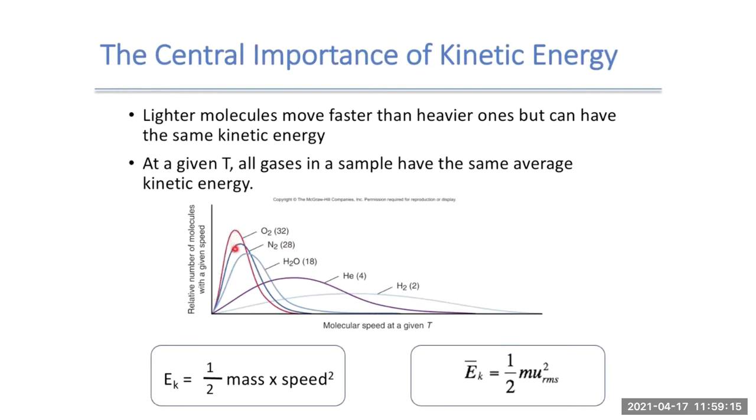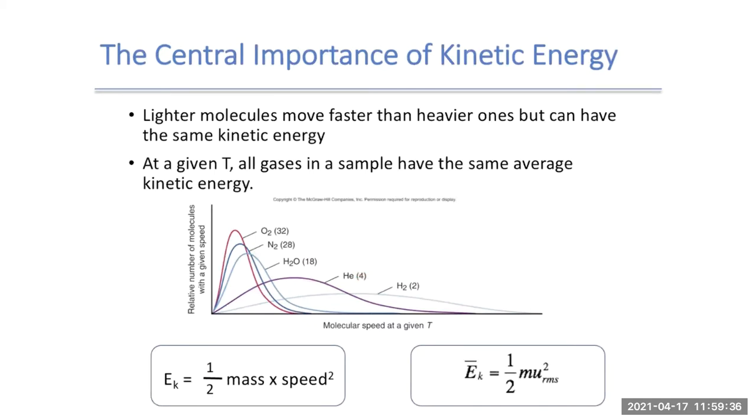So you can see here kind of in the middle, oxygen, O2, not that fast. Nitrogen, a little bit lighter, so it moves a little quicker, has a little bit higher speed. Water weighs a little less, so it has a little bit higher speed. Helium has an even higher speed because it's only 4 AMUs.